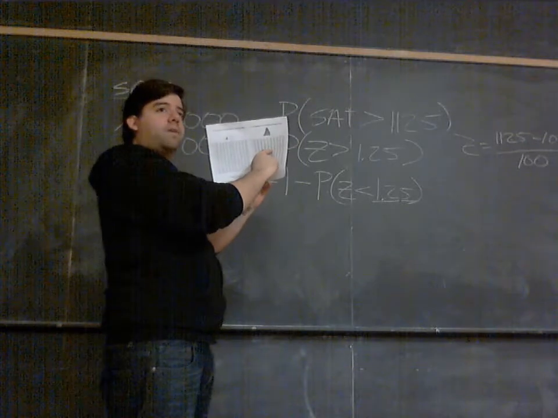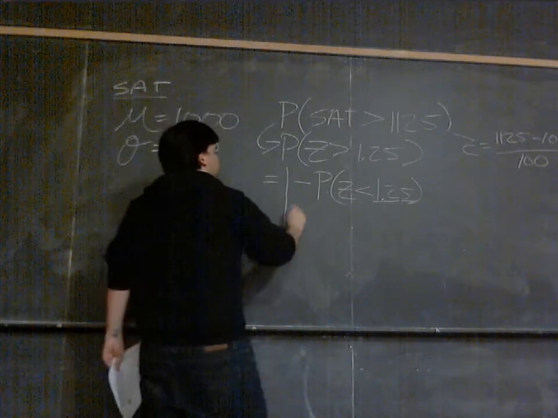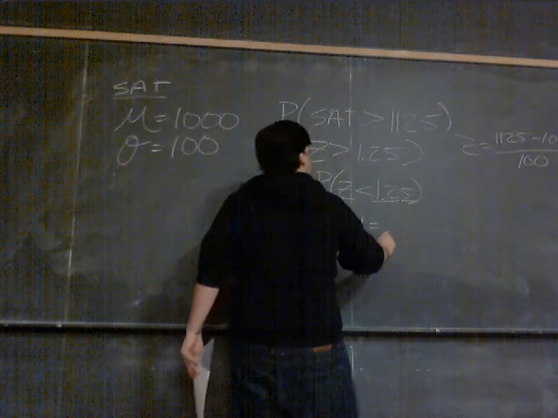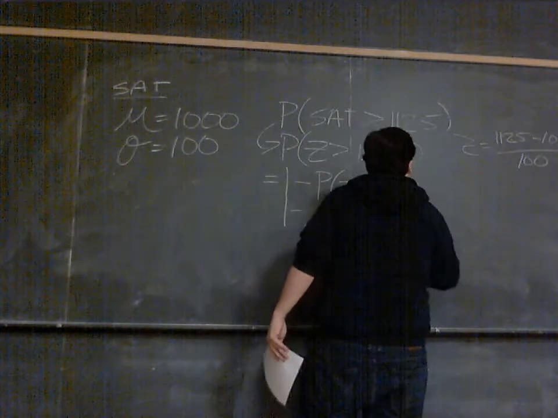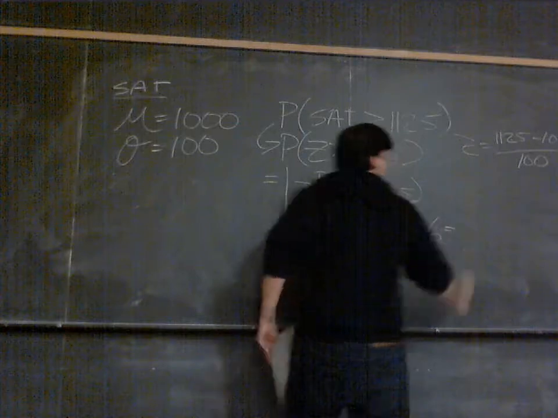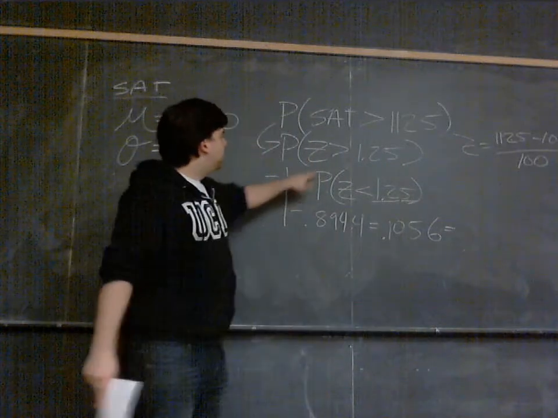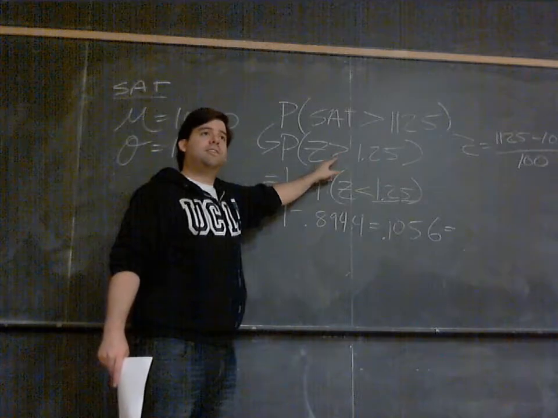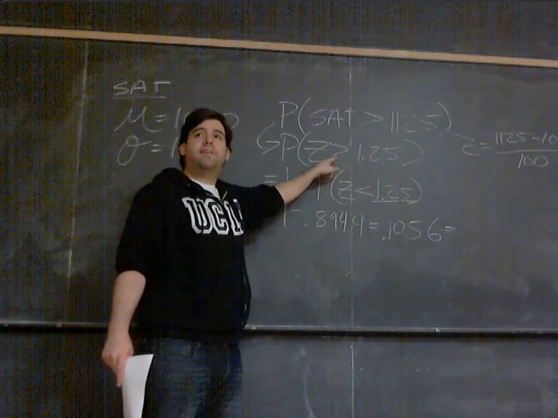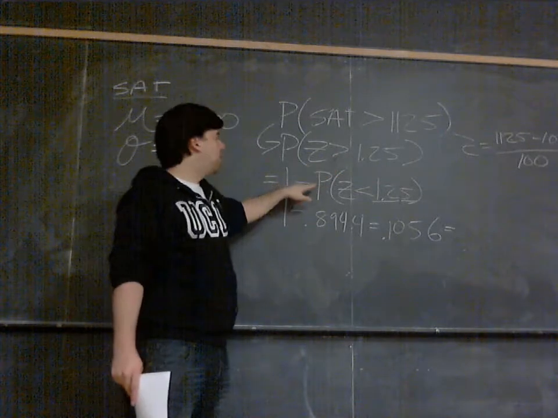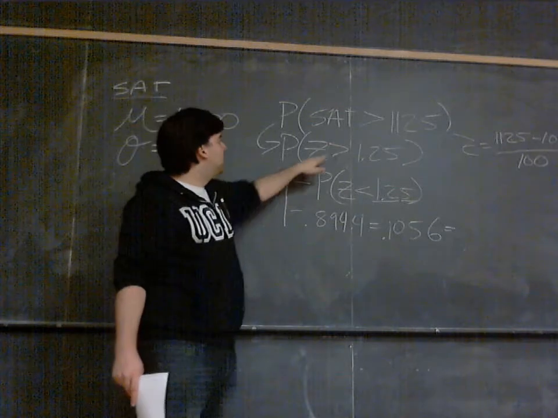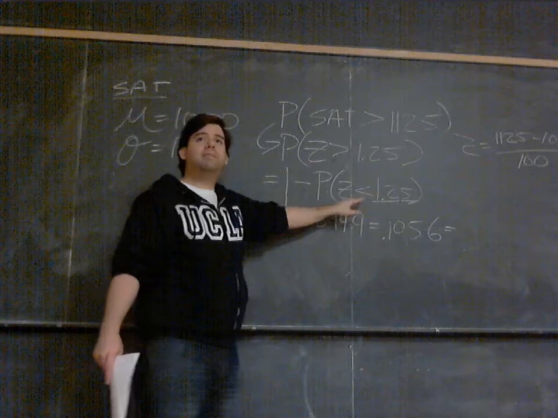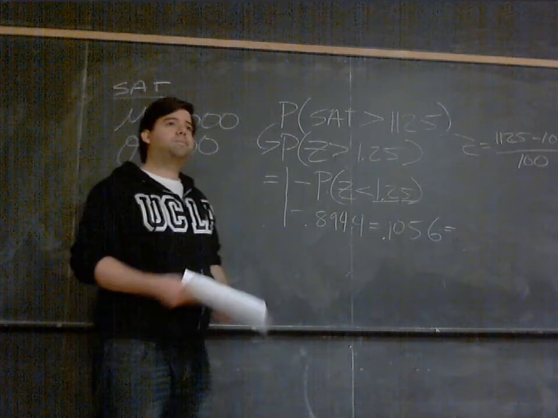You all see that? So my answer is 1 minus 0.8944, which is 0.1056. We do 1 minus because the original question is a greater than, but the table is not written in greater thans, so we have to use a workaround. And that workaround is the complement rule, because the probability that z is greater than 1.25 plus z less than 1.25 is just 100%.